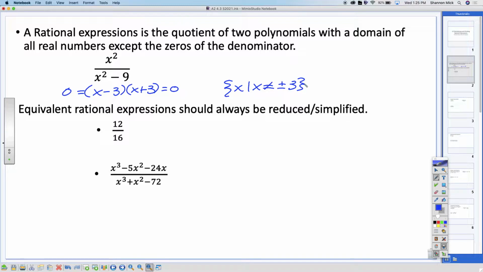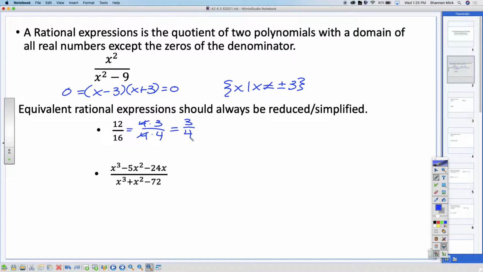Okay, so equivalent rational expressions should always be reduced or simplified. If you got an answer of 12/16, is that completely right? No. Reduce it down all the way. It has to be reduced or simplified, yes? So what factor do they both have in common? 4. Okay, so if this was 4 times 3 and this was 4 times 4, I'd reduce the 4s to 1 and have what? 3 over 4.